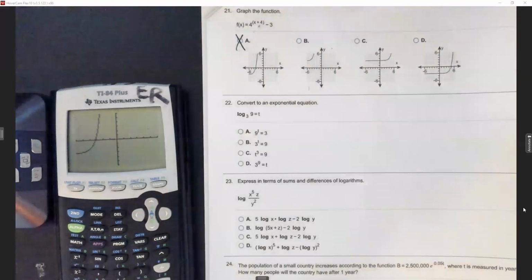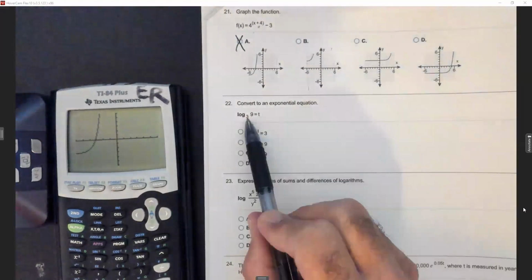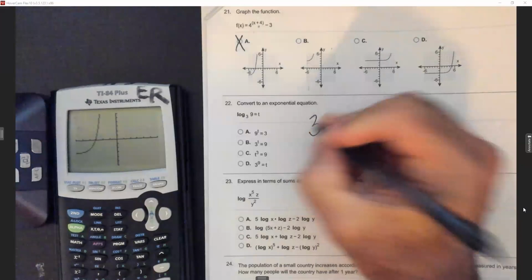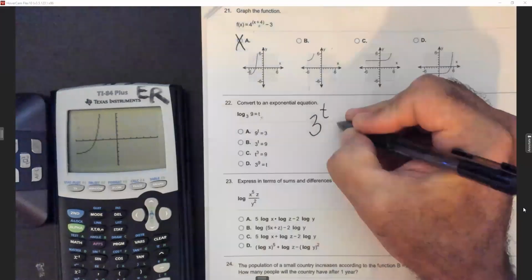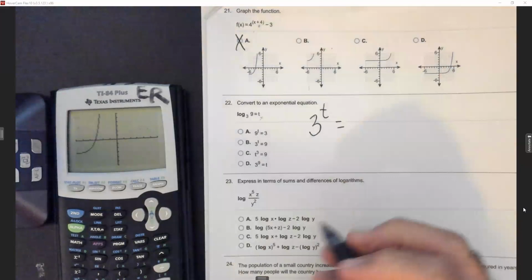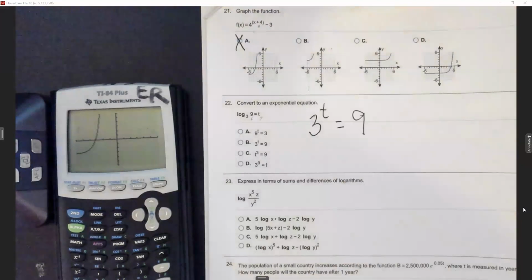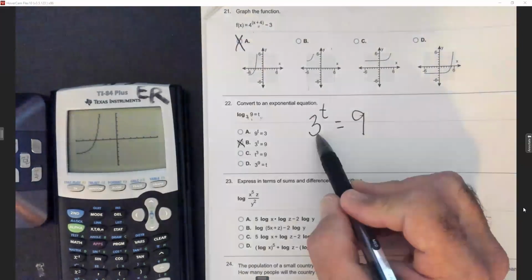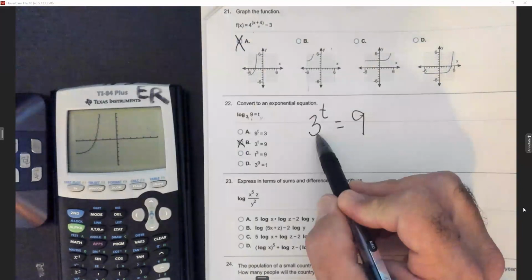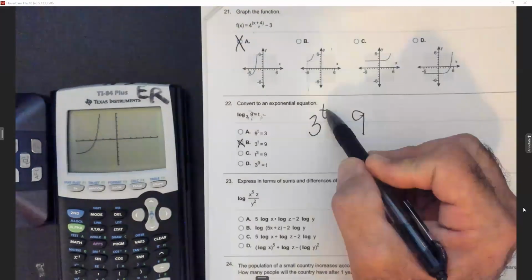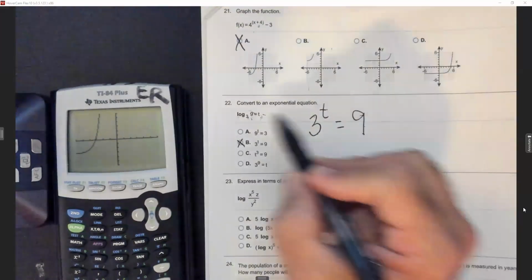Convert to an exponential equation. 3 is the base. So you take the base, 3. The exponent is t. So 3 to the t is going to equal that result of 9. So let's see, 3 to the t equals 9 would be b. Okay, the base of the logarithm is the same as the base of the exponential equation. And remember, a logarithm finds an exponent, so that means the t has to be the exponent, and then 9 is the result, okay?